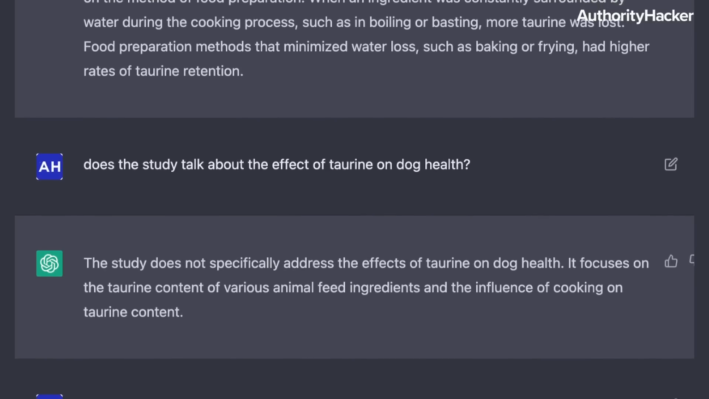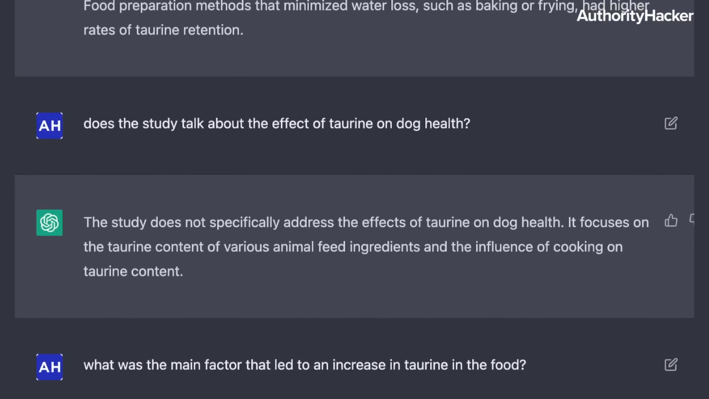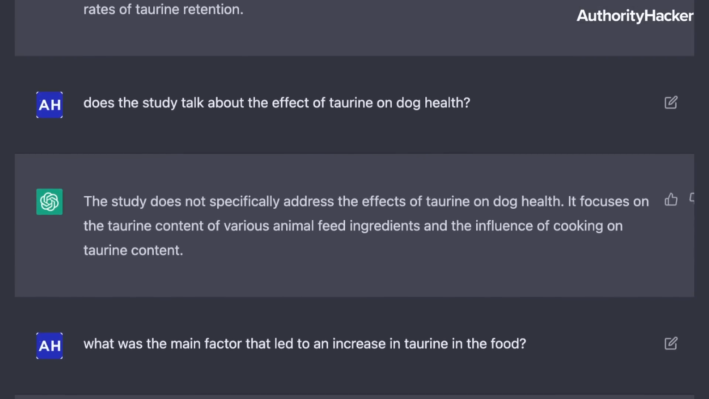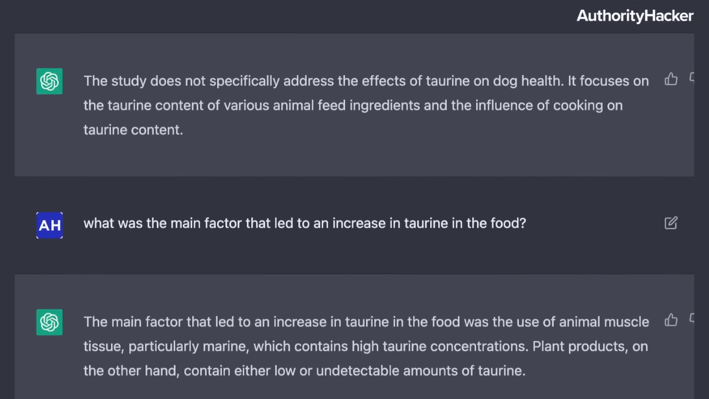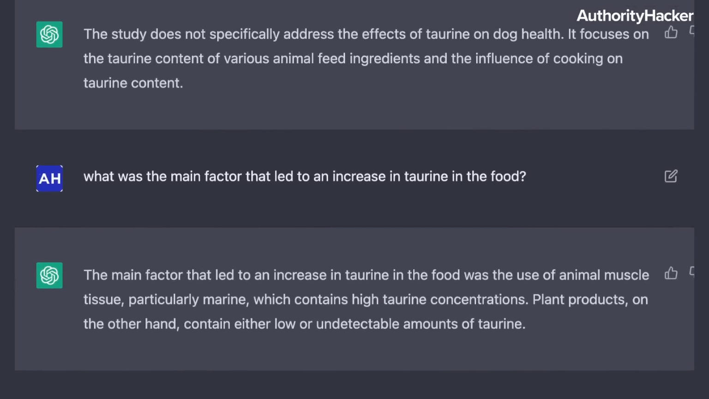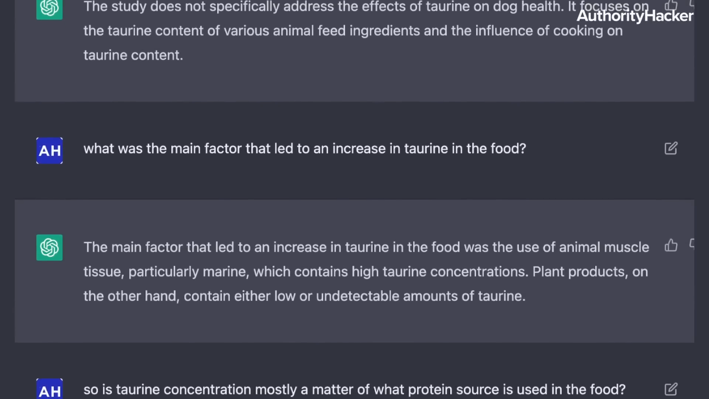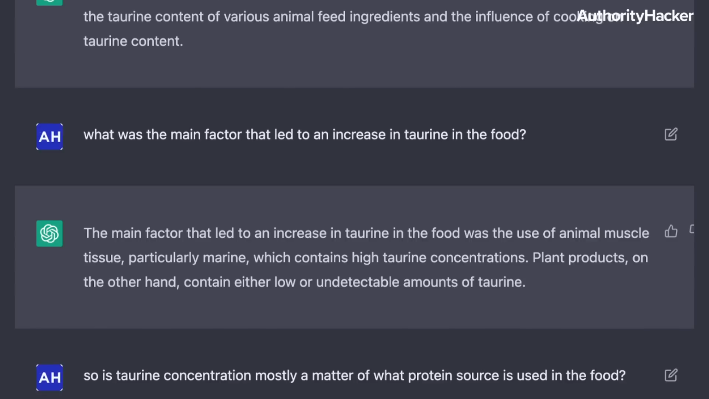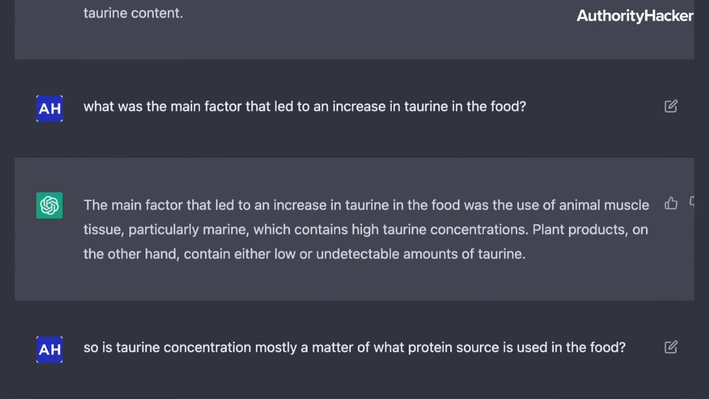So for example, my first question was, does the study talk about the effects of taurine on dog health? And it says, the study does not specifically address effects of taurine on dog health. It focuses on taurine content in various animal feed ingredients and the influence of cooking on taurine. And I asked, okay, what's the main factor that leads to an increase in taurine in food? And it said, the use of animal muscle tissue, particularly marine, which contains high taurine concentration. Plant products, on the other hand, contain undetectable amounts of taurine.